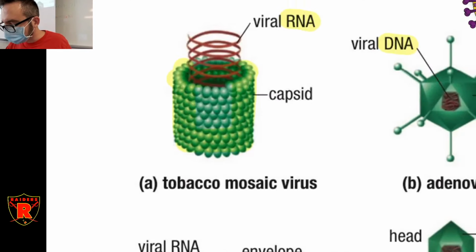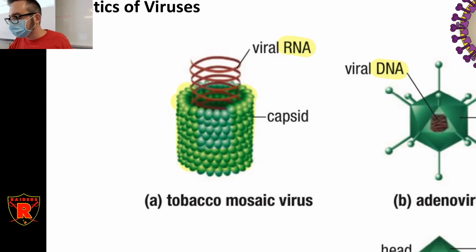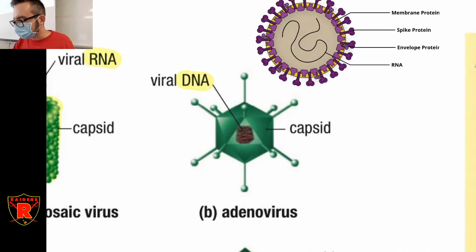Here's an example of tobacco mosaic virus. This has a capsid on the outside that is specific to tobacco cells. So tobacco cells recognize that shape and say, oh yeah, that's just part of my cell membrane. And then it brings it into a tobacco cell. So it's specific to tobacco. This is an adenovirus, mostly affects humans.